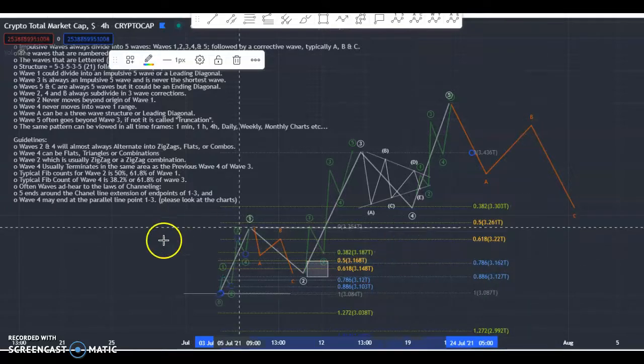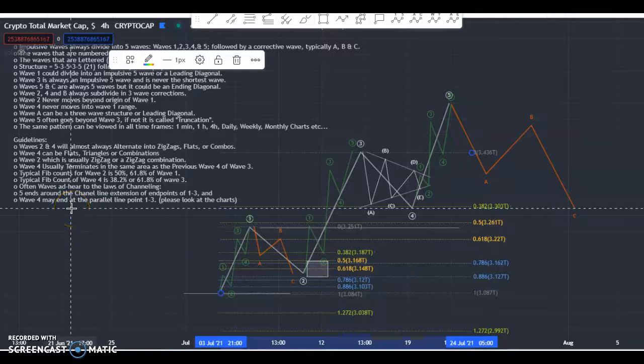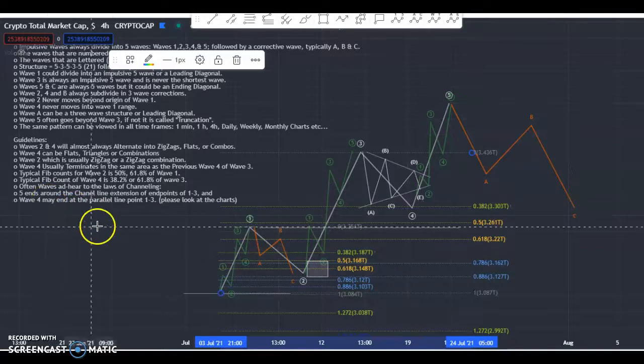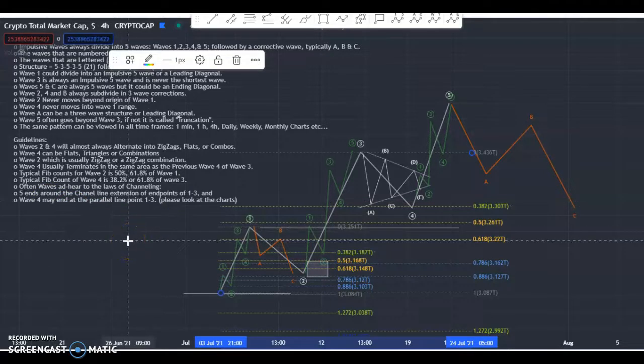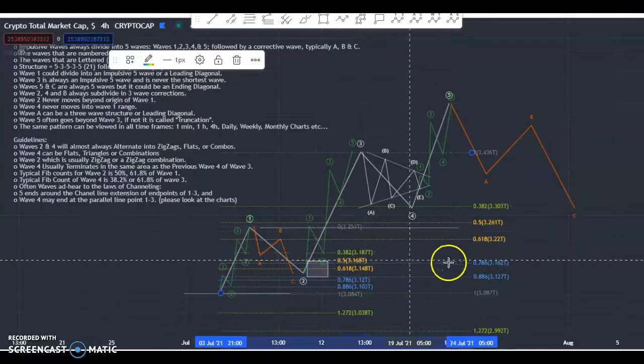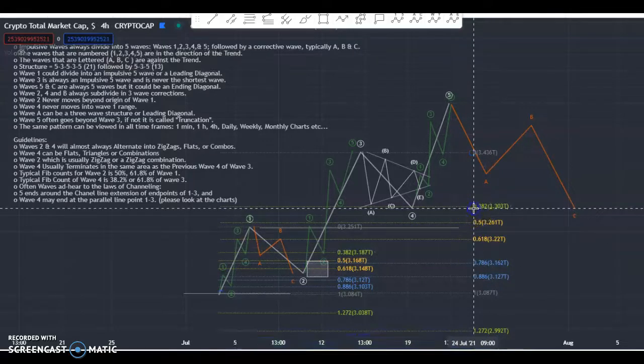Okay, and then what else we got? Wave 5 ends: often waves adhere to the channeling, and wave 5 ends at the top of that. So what does that actually mean? Let me just get rid of my fibs because it's quite a mess. Can't see much of my chart.